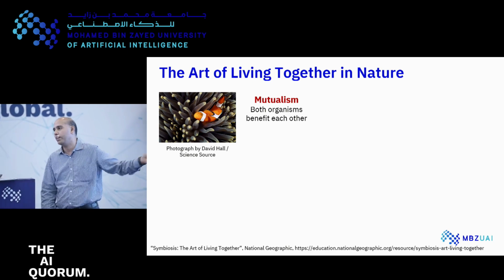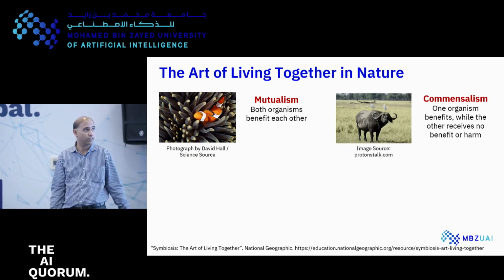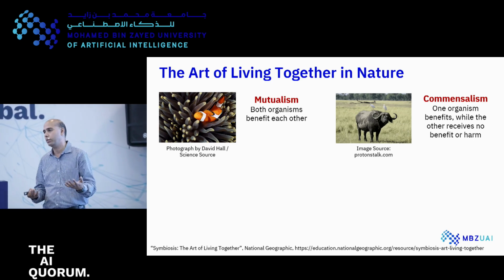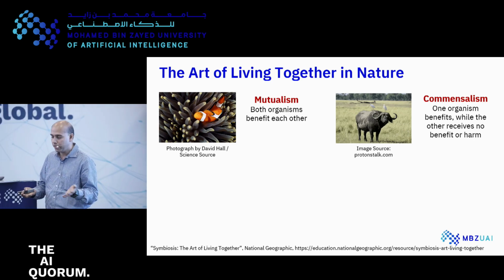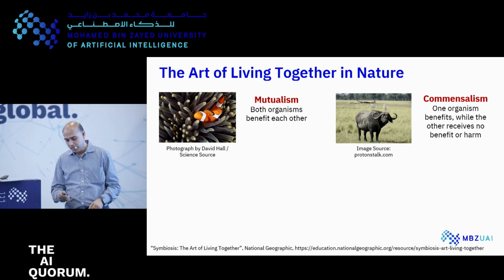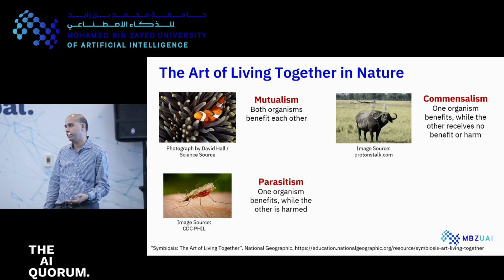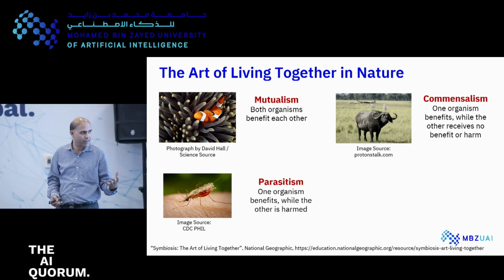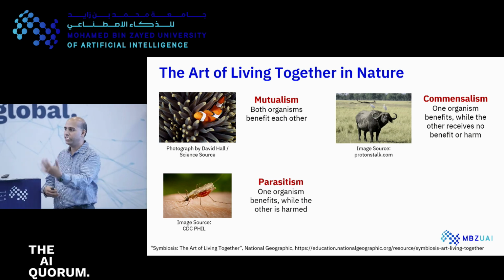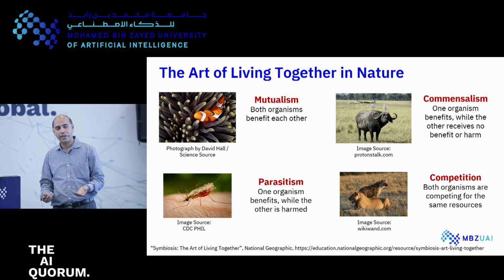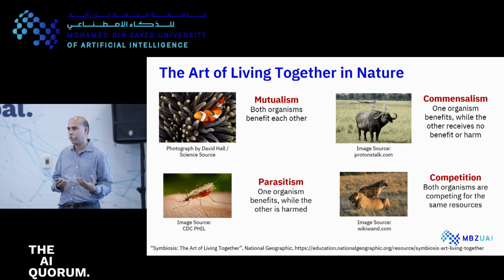But that is not the only prevailing principle in nature. There are other things like commensalism, where one organism benefits, the others don't get any benefit, or at the very least, they are not harmed. And then there is parasitic behavior, where some species try to live by essentially harming others. And finally, you have a competition scenario where different organisms are competing with each other for the same resources.